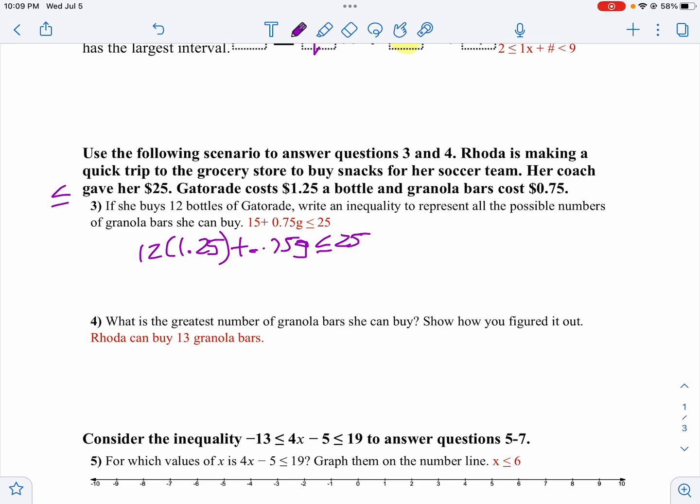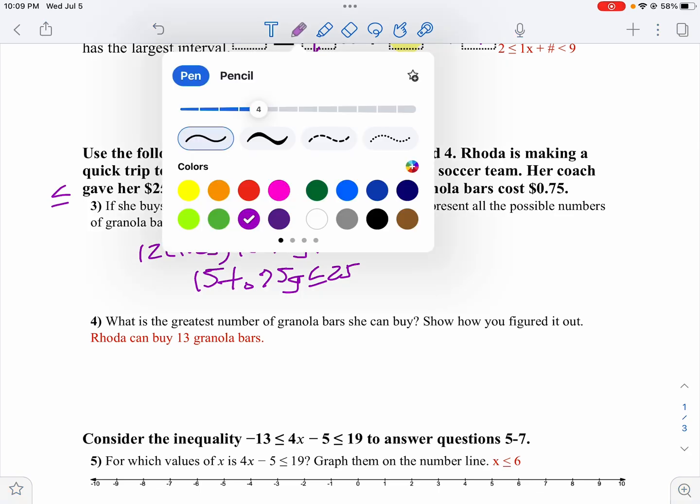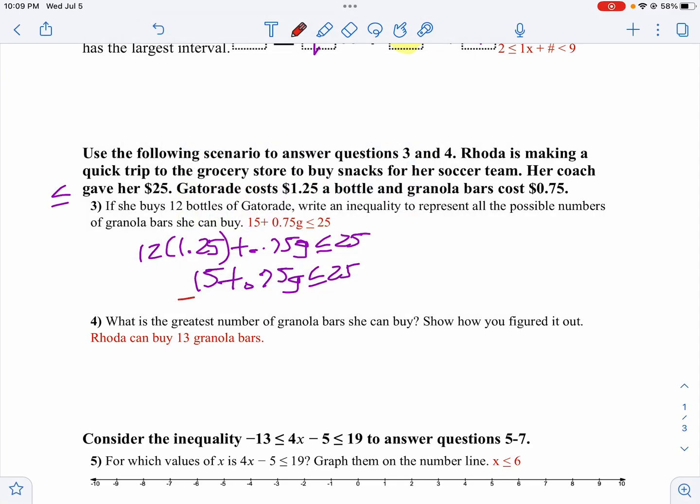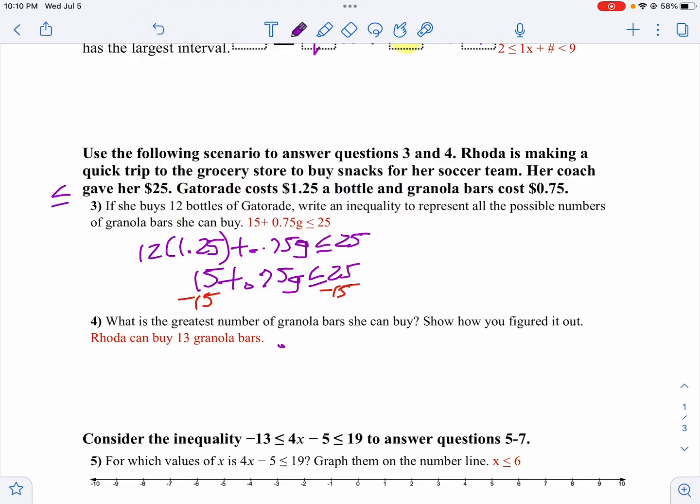Well, we can simplify that a little bit. 12 times 1.25 is 15, so we're going to say 15 plus 0.75g is less than or equal to 25. Now, on number 4, we're just going to solve that problem. So I'm going to subtract 15 from both sides. So then we'll get 0.75g is less than or equal to 10.